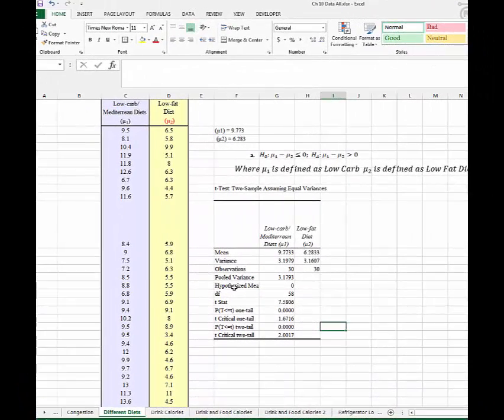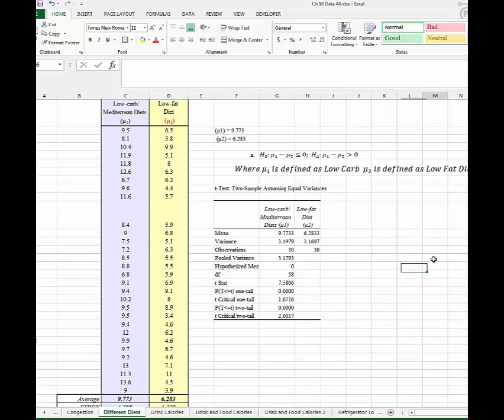So what we want to know is if there is a difference between these means. Okay, so this is mean 1, mean 2, we've got the variance, we've got the pooled variance, and we've got our degrees of freedom, which is 58. And then this is our t statistic. So this is the value we're looking for. This is what we're interested in.